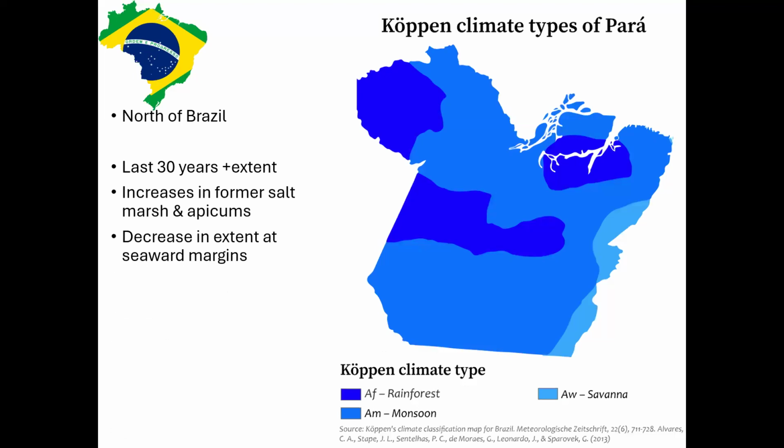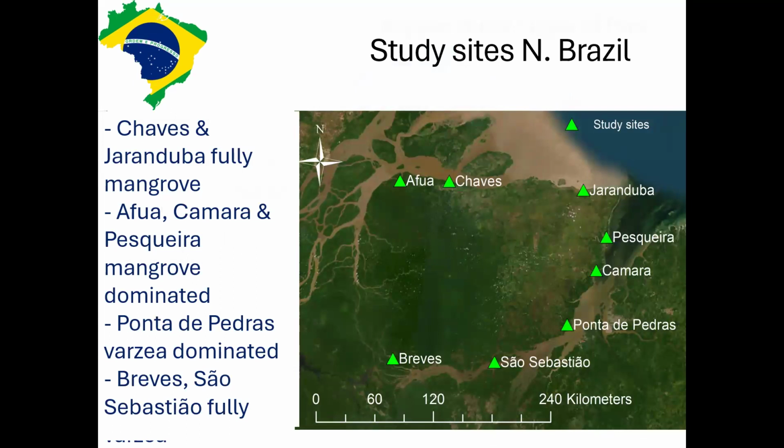However, there has been a decrease in extent at the seaward margin. So what we found is that the mangroves there are typically moving from the seaward side and migrating inland, although that does mean that they are increasing in overall extent.